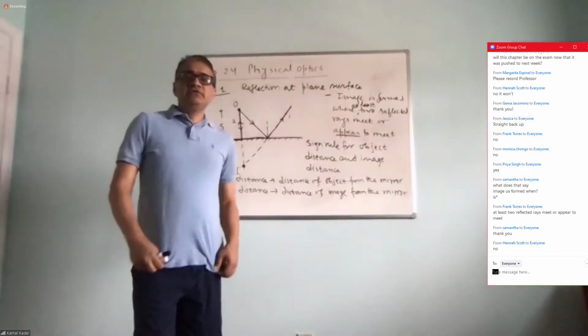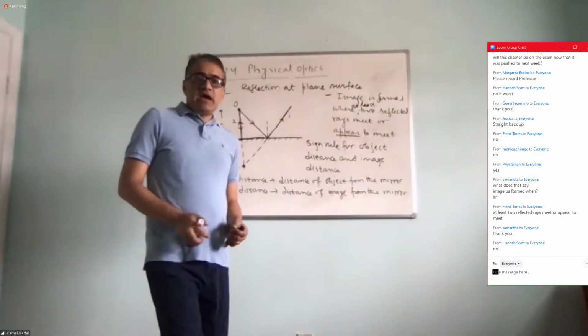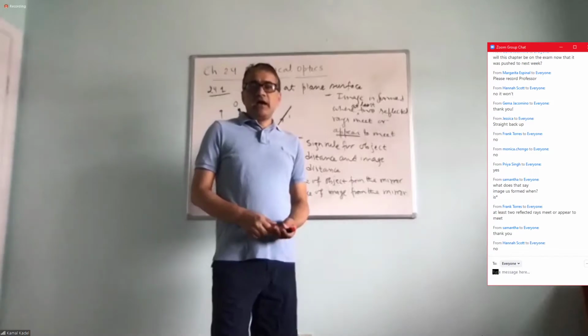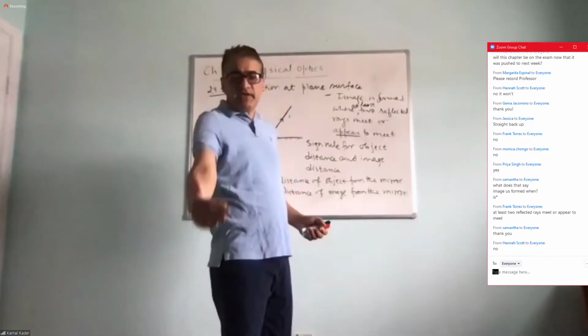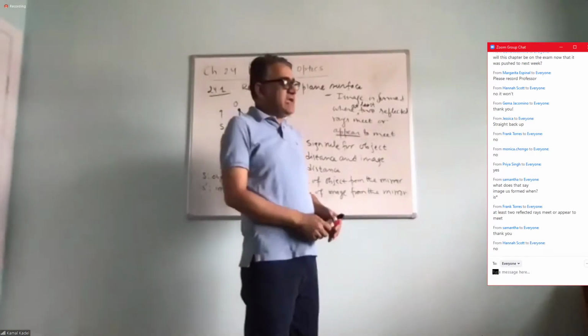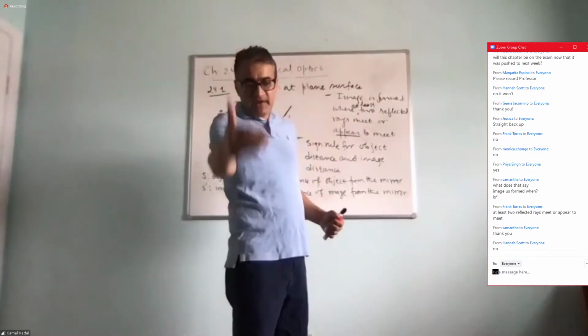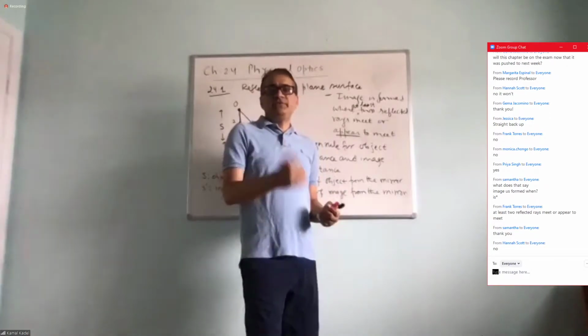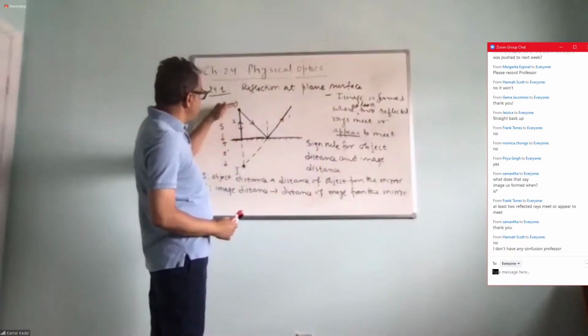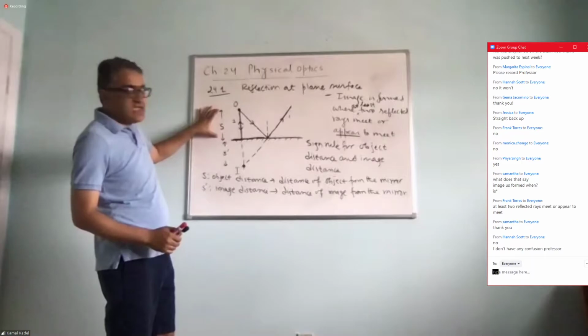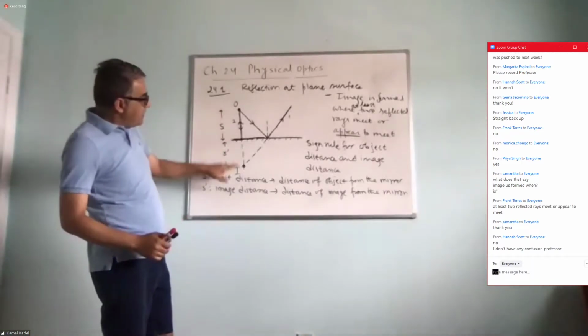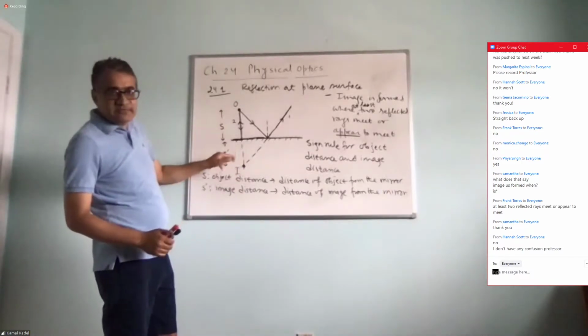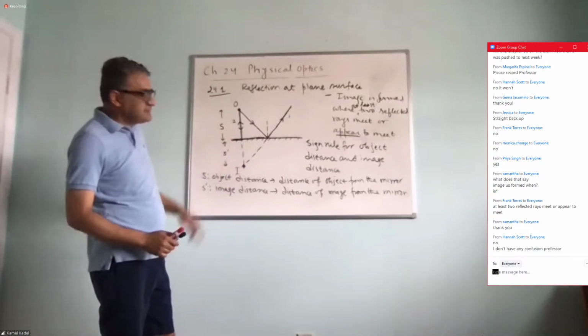Okay, what is your confusion, Hannah? Okay, object distance is from the mirror. You have a mirror here, and the mirror and you are here. The distance from the mirror to the object is the object distance. This is the object distance S, right? And where the image appears to form or forms, the distance from the mirror to the image is the image distance.